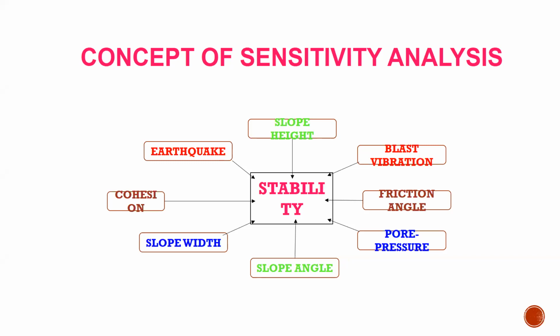External parameters: blast vibration, earthquake, the material friction angle. Material friction angle you cannot alter. Material cohesions you cannot alter. Taking into account that property of the material, you have to plan. And the pore pressure. Pore pressure is also external. You can make many drains, garland drains, so that there is no wetting of the slope face. All the water is being drained out. So even then, pore pressure is going to play an important role in the overall stability of the slope.